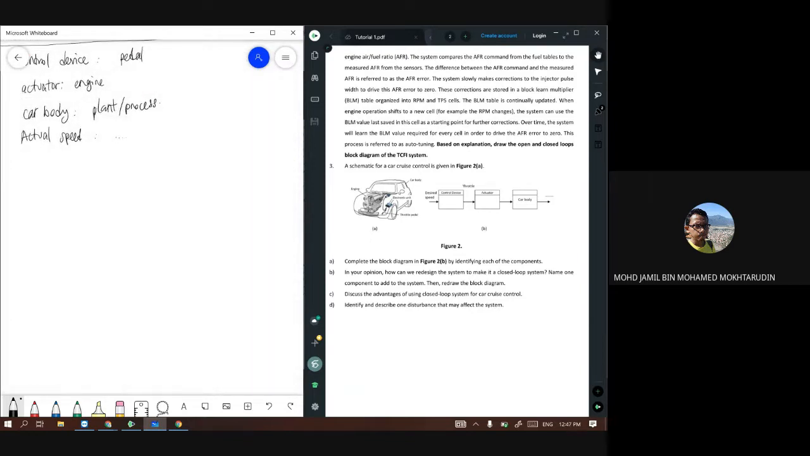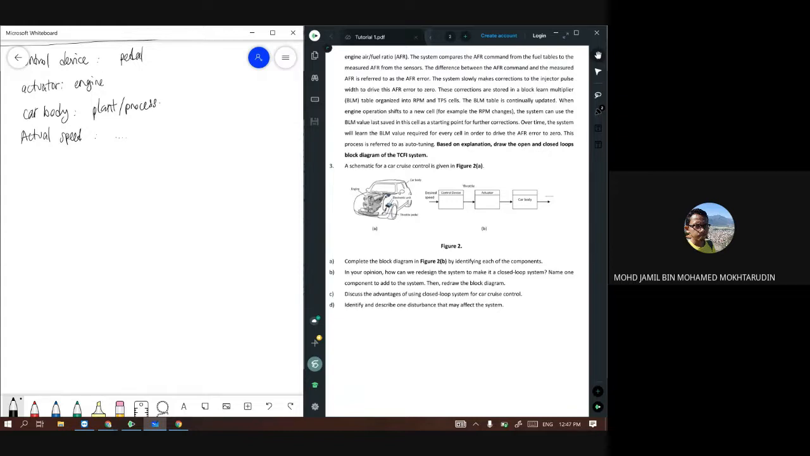Okay, question B. In your opinion, how can we redesign the system to make it a closed loop system? Name one component to add to the system, then redraw the block diagram. This system is an open loop system because it doesn't have any feedback. So how do we improve it to make it a closed loop? We need to redesign. To make it closed loop, we need something that can measure the actual speed of the car.